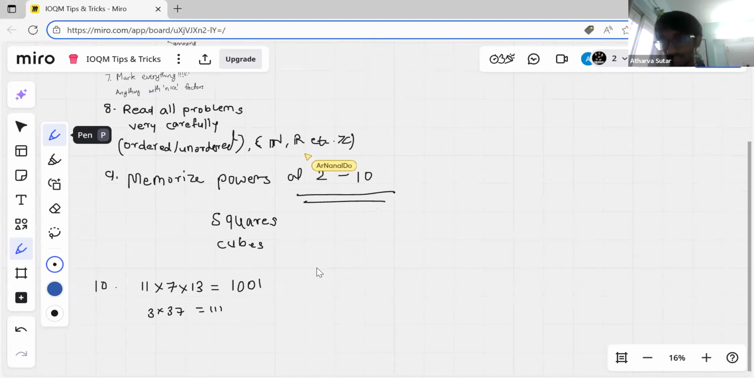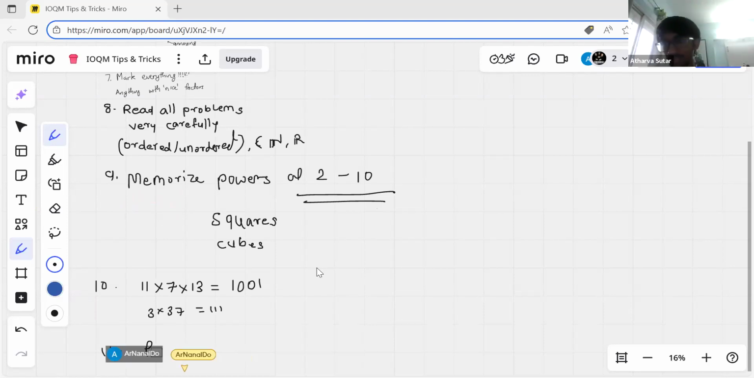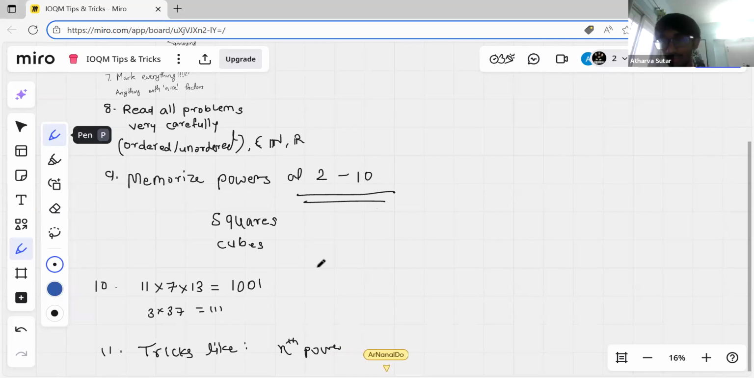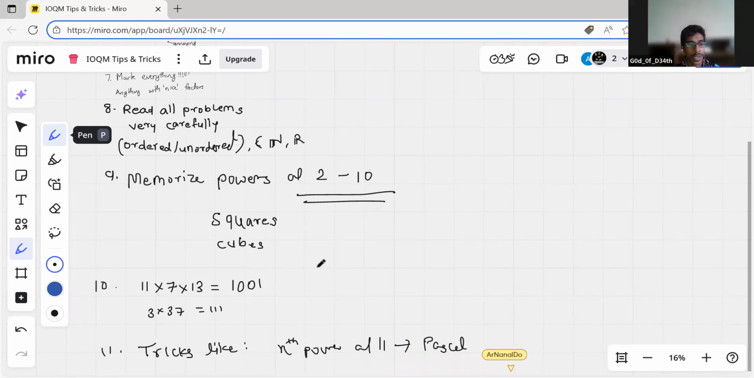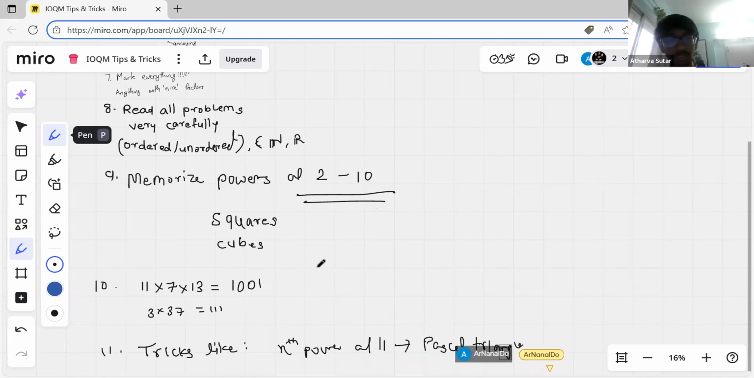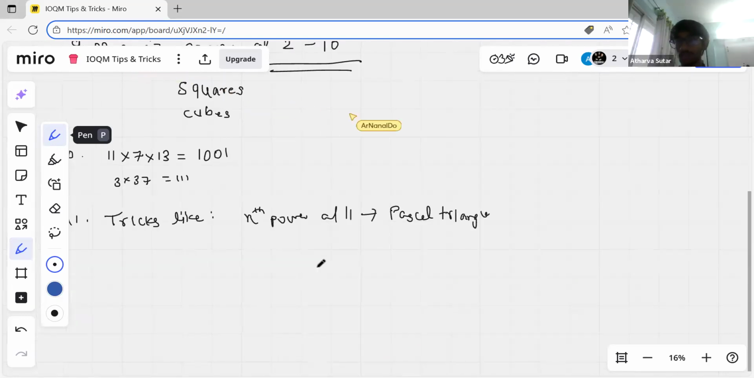Another important thing, which is more of a combinatorics thing, is that Pascal's triangle gives you the powers of 11. These kinds of tricks would help you a lot in the contest. The nth row of the Pascal triangle is basically the nth power of 11. So these kinds of things are important to know during the contest. Can you repeat the Pascal triangle point? Oh yeah, so you guys know the Pascal's triangle, right?